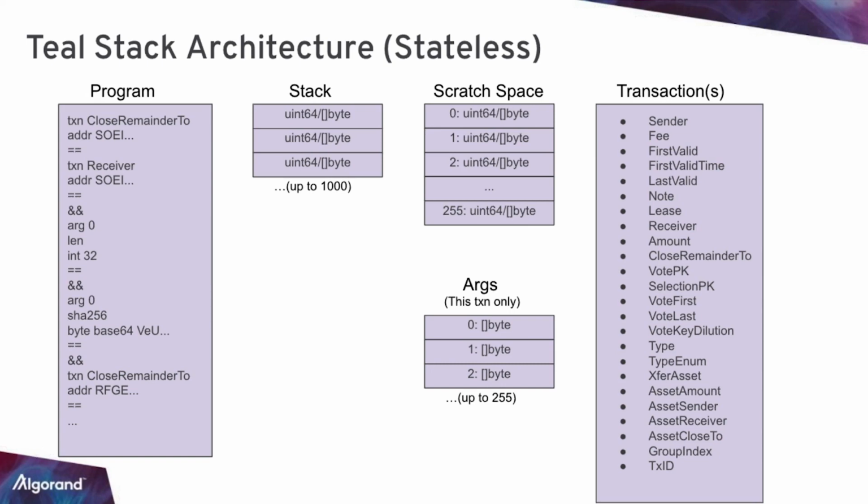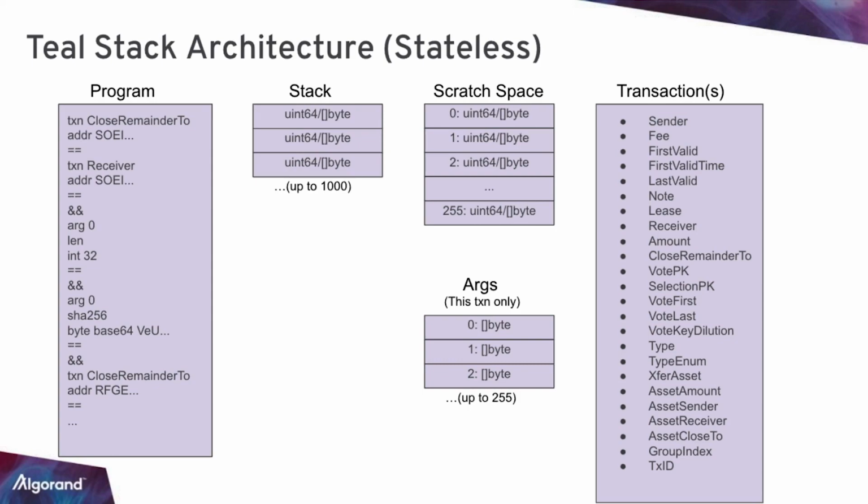I can look at things like the transaction's amount, the receiver, and the XferAsset, which means what asset is being transferred, if this is an asset transfer, those types of things. So I have a lot of leeway on the types of values that I can get in. Note that those are read-only. You cannot write those values.